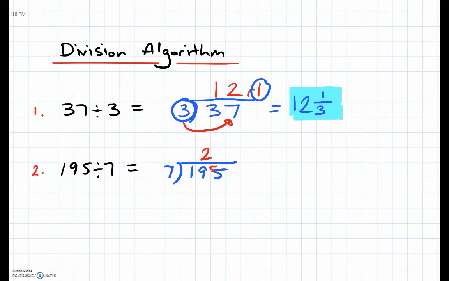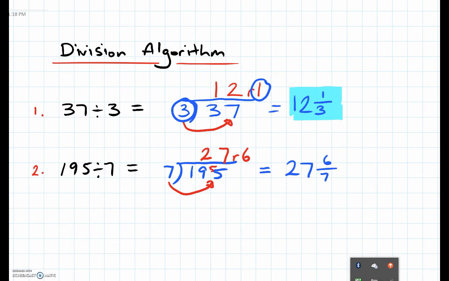Now I ask myself how many times 7 goes into 55, and 7 times 8 is 56, which is too many. So it has to be 7 times 7, which is 49, and that gives us a remainder of 6. So when I write my answer out, I'm going to say that my answer is 27 with 6 out of 7 left over, or 27 and 6/7. I highlight my answer to show that I'm done. And that's it.